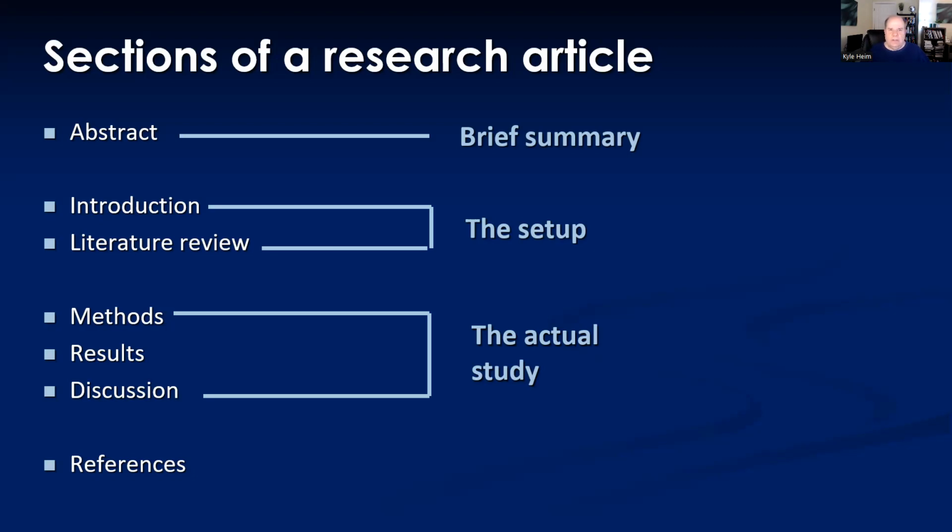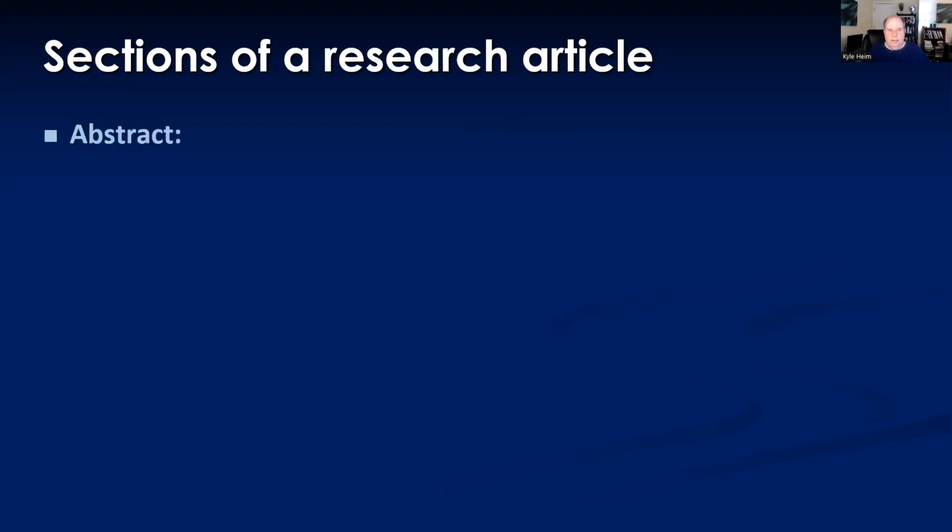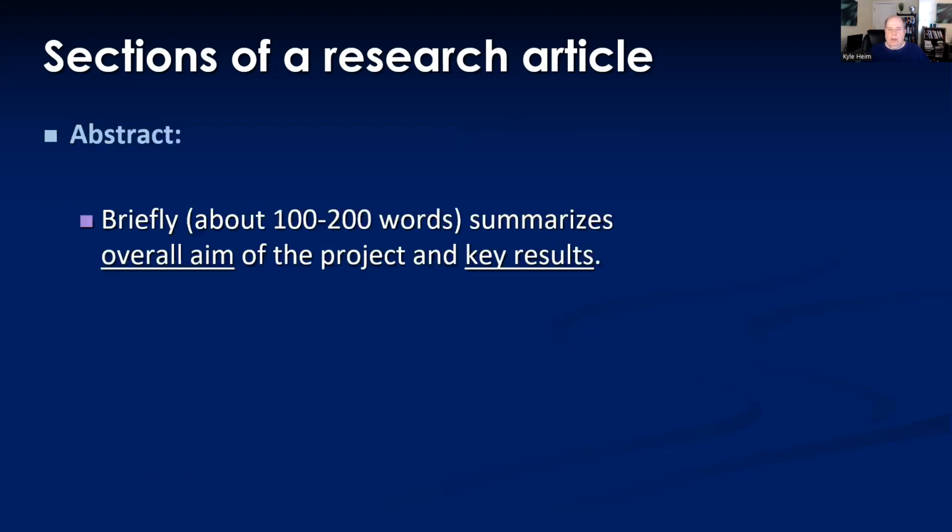So let's take a look at each of these sections in just a little bit of detail. The first one is the abstract, and the abstract is just a very brief, usually about 100 to 200 words, synopsis of the study. What was the overall aim of the study and what were the key results? So you always want to start by reading the abstract because it tells you in a nice, short and succinct way what the gist of the study is all about.